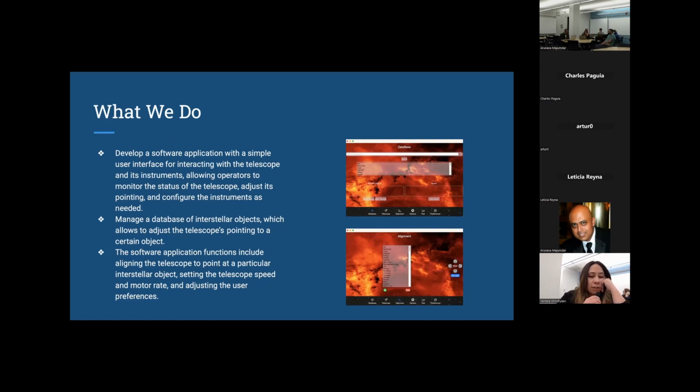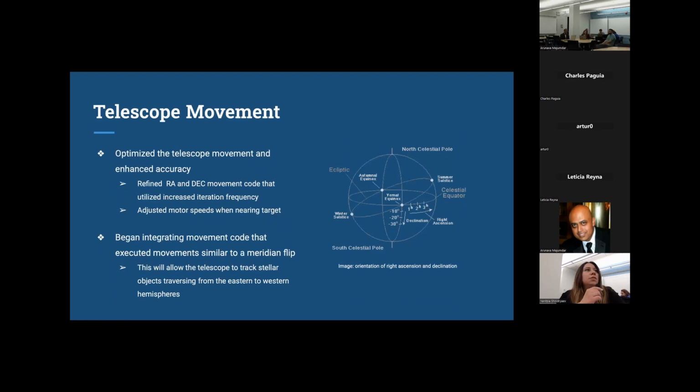And so we worked directly with the Swift imaging team using iOS native environments, as well as the protection team, to make sure that if anything goes haywire, with the code they would be able to manually stop the telescope from going in a different location. So telescope movement at this point is pretty much the same as it was last semester, with the refined right ascension and declination movements, and the adjusted motor speeds when nearing the target. They began integrating the movement code that executed these movements, and our job was to pick up from where they left off.